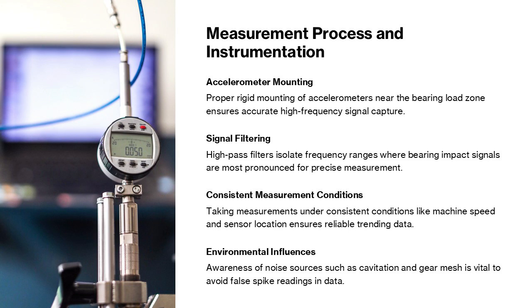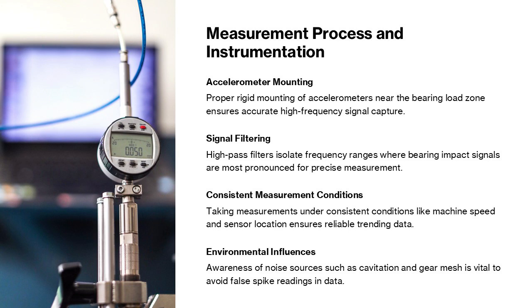Accurate spike energy measurement depends heavily on proper instrumentation and measurement practices. An accelerometer is typically mounted rigidly on the bearing housing, as close as possible to the load zone of the bearing. Good mounting, such as stud mounting or a properly prepared adhesive mount, is critical to ensure high-frequency signal transmission. The accelerometer must have sufficient frequency response to capture the impact-related spikes without excessive attenuation.